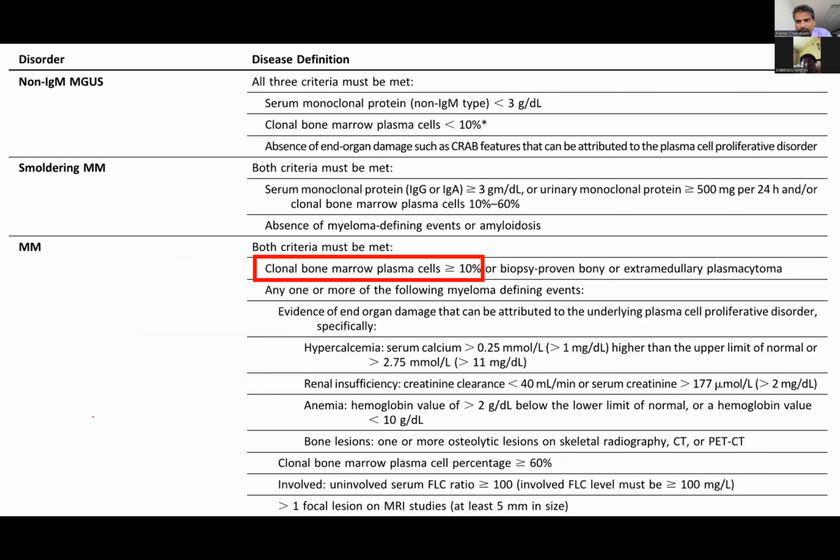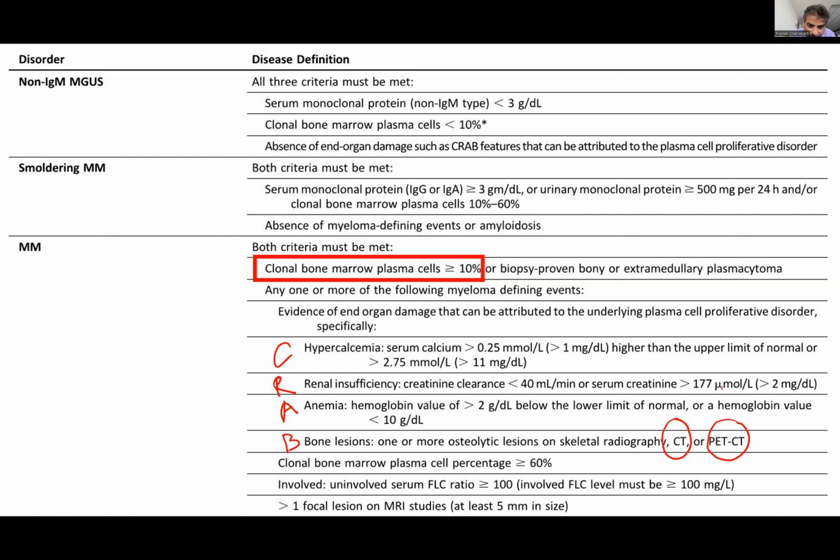So now, this is the IMWG criteria. You all knew that it was previously CRAB, right? Hypercalcemia, renal insufficiency, anemia, and bone lesions. Now, what has changed is the technologies. So now to have a bone lesion, X-rays are not enough. You either have to do a low dose CT or a whole body MRI or PET CT, right? And now we have converted this CRAB into a SLiM CRAB.